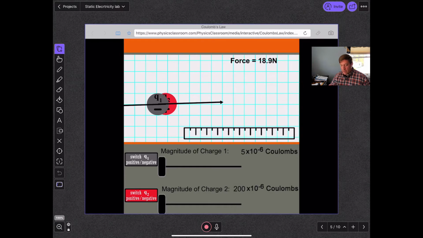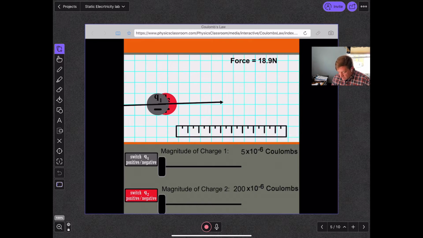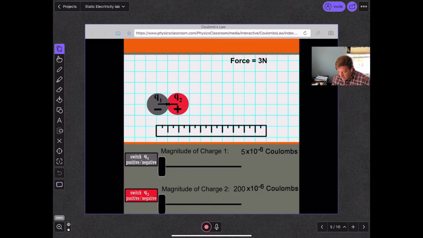Great. Okay, so at a distance of 1 meter from center to center, and the Q's are at 5 and 200, we're going to remember that that number is 18, or really it's closer to 19. I'm writing that down because I might forget. Now let's double the distance, right? Let's make it 2 centimeters. Whoa, did you see their force arrows? They went from 19 down to like 3.